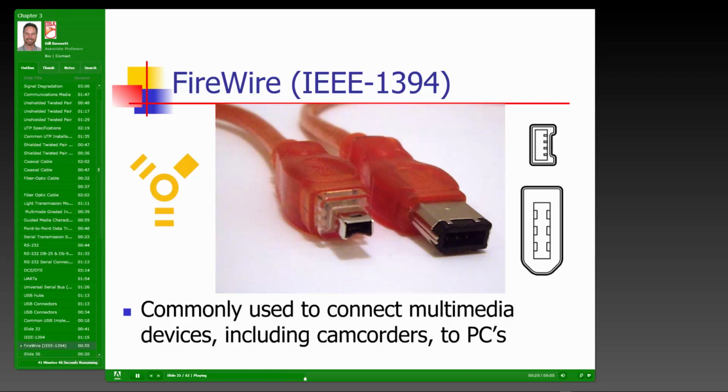In the middle graphic, the photograph there, you see the two different sizes of FireWire or IEEE 1394 connectors, and then you see a graphical representation of those on the far right hand side there. So you'll notice that the small connector is a 4-pin connector and the larger connector is a 6-pin connector. And so this is again a specification for electronic cabling and connectors that are used to connect multimedia devices like camcorders to PCs.